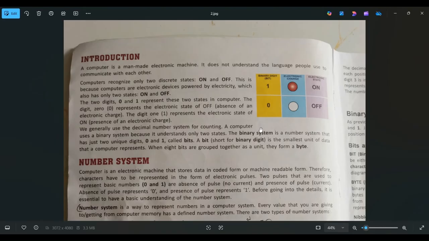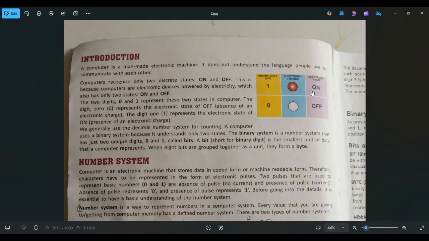Introduction. A computer is a man-made electronic machine. It does not understand the language which people use to communicate. So computers do not understand our language. What does it understand? It recognizes only two discrete states, on and off. On and off are electronic states. Like when we switch on the button, the state is on. When we switch it off, the state is off.